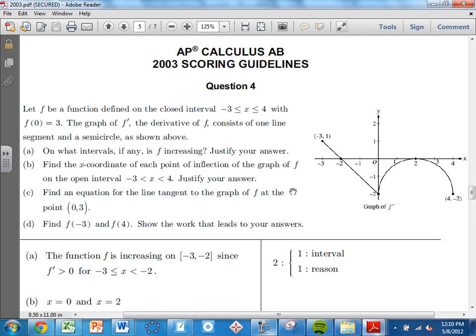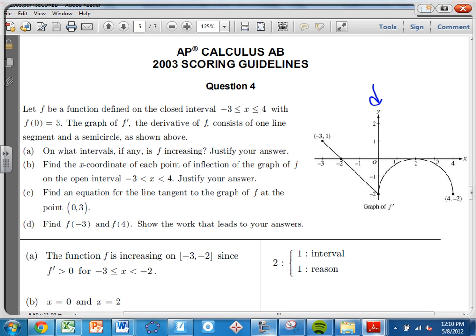The derivative. So the first thing we write down is that this is the derivative graph. It's so important that we note that. If you treat it like it's the real graph, you're not going to get any of the parts right for the entire test. It's given as the derivative. We're also given an initial condition, f of 0 equals 3. So we have the point (0, 3) of the original function.